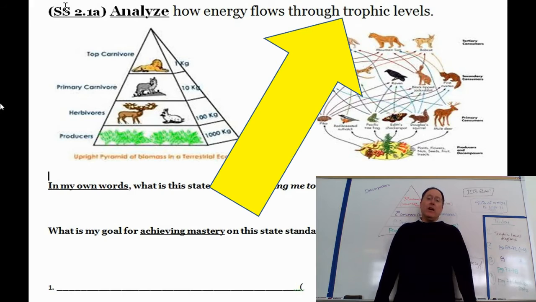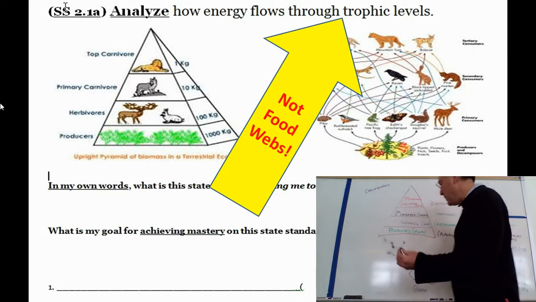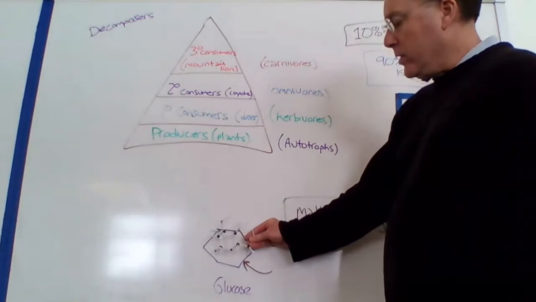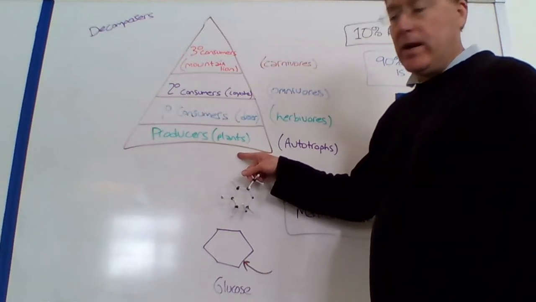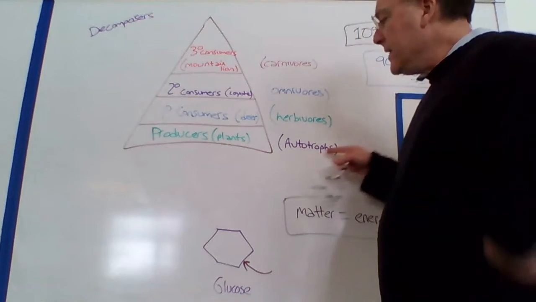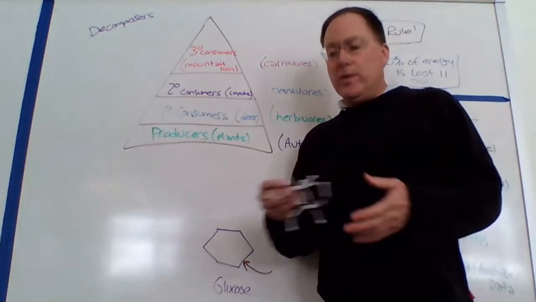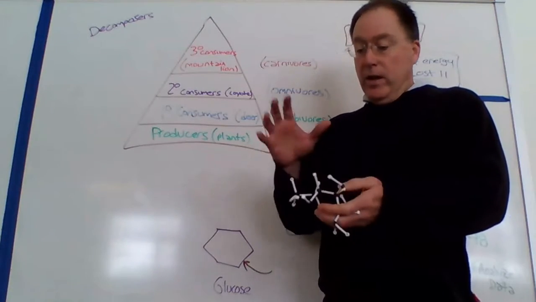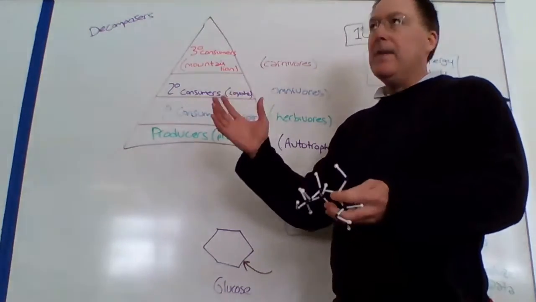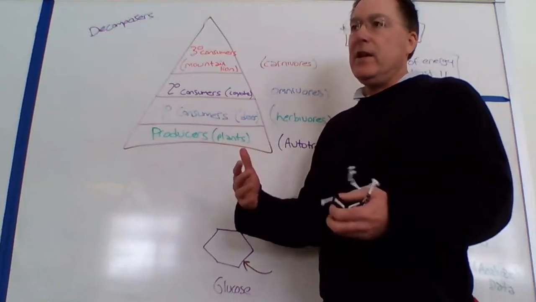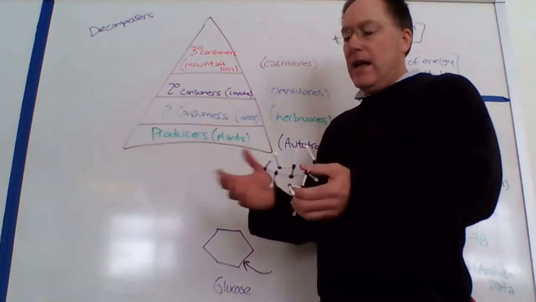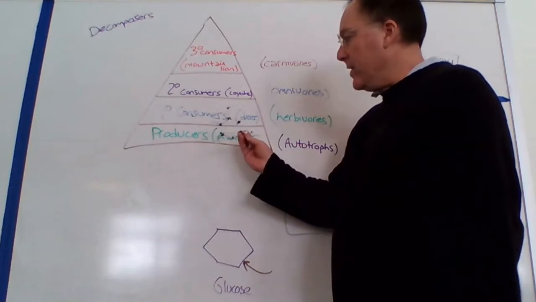So be realistic here. State Standard 2.1a says you need to be able to analyze how energy flows through trophic levels. Remember, the primary source of energy right here is glucose created by the producers, which mostly are plants, and there's cyanobacteria and stuff as well. We call these guys the autotrophs, which means self-food. They get their nutrition from inorganic carbon compounds. In this case, it's CO2, which they use in photosynthesis. They then rearrange those atoms and create this thing.